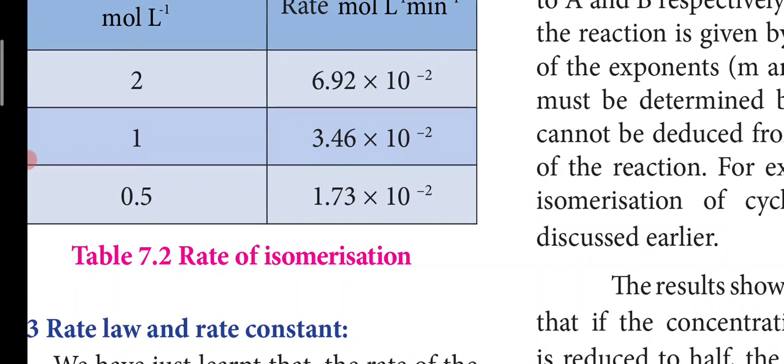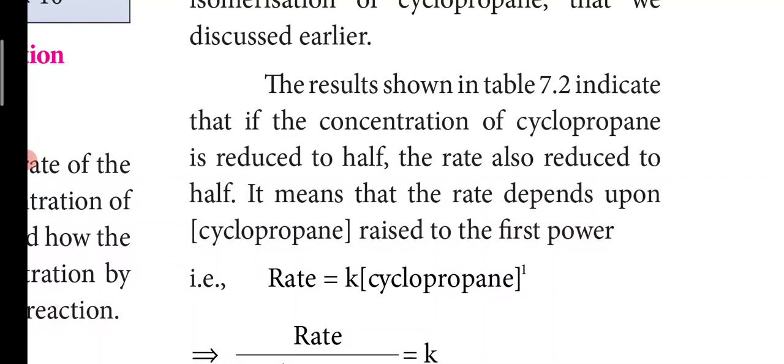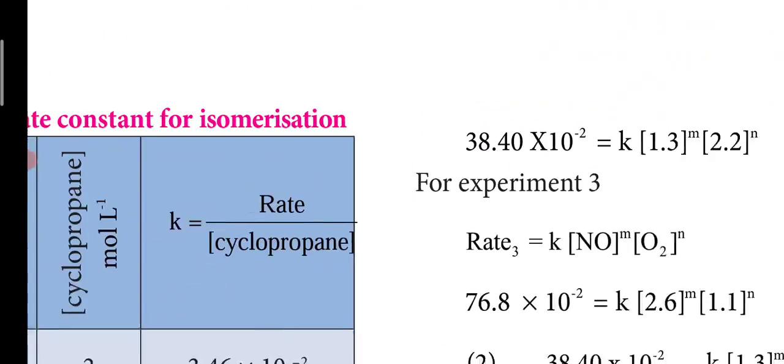So now if 1 becomes 0.5, then the 3.46 is reduced by half to 1.73. From this, what we understand is that the rate depends on the first power. So it means that the rate depends upon the concentration raised to the first power. What does raised to first power mean? 1. So rate is k times cyclopropane raised to the power 1. So rate divided by cyclopropane will be equal to k.